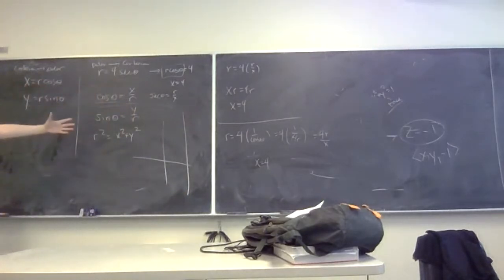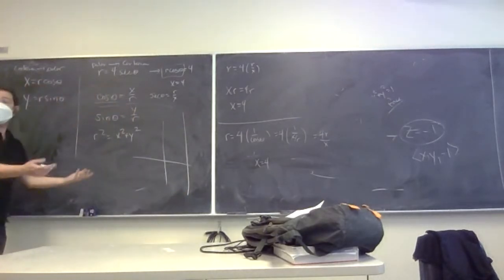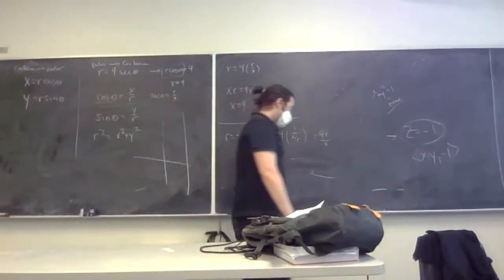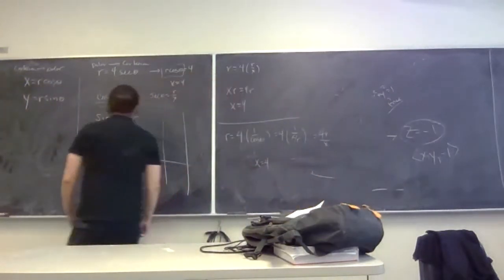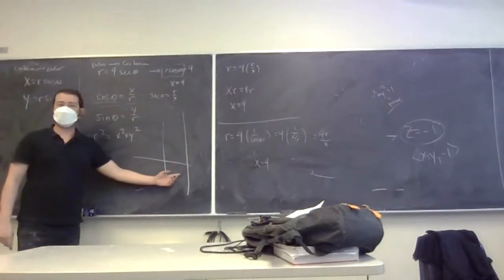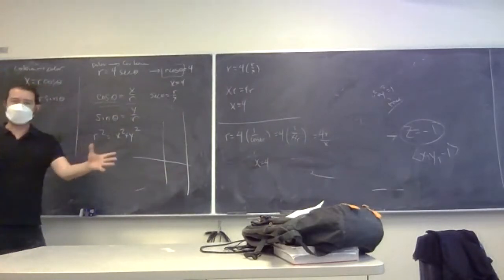Right? So secants in polar coordinates turn into vertical lines. Cosecants turn into horizontal lines. That should give you a warning that cosecants and secants, or lines, kind of suck in polar coordinates, right? You use polar coordinates when things are circular for a reason.